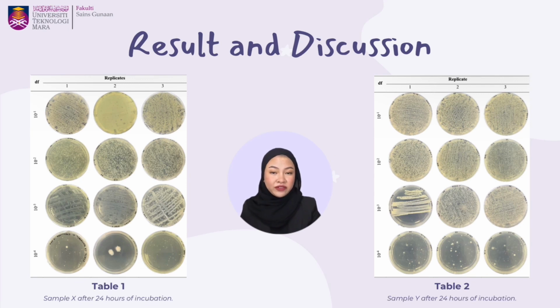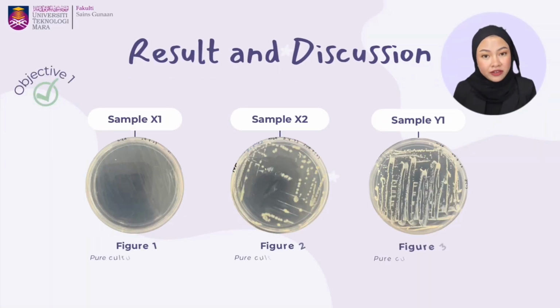The plates with dilution factors of 10-1 had the highest numbers of colonies, indicating a higher initial concentration of bacteria in the samples. In contrast, plates with a dilution factor of 10-4 exhibited the fewest colonies, suggesting a lower concentration of viable bacteria. The reduction in colony count indicates that as the sample was further diluted, the concentration of bacteria decreased.